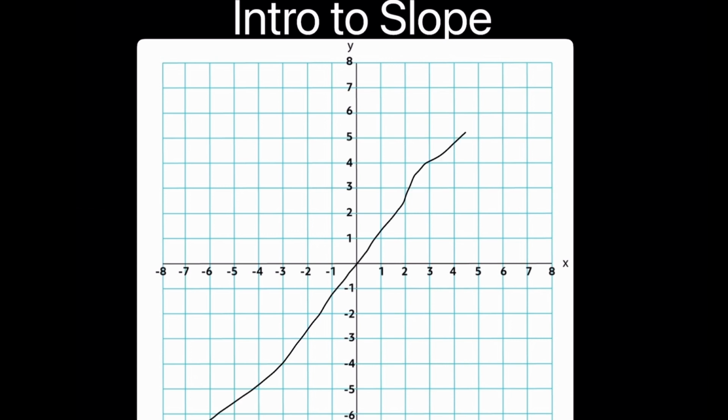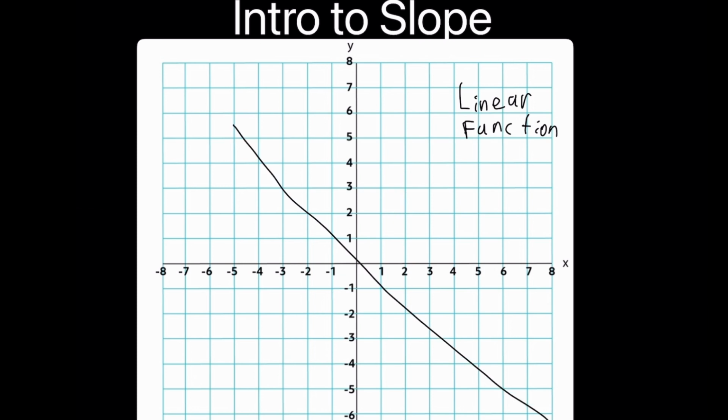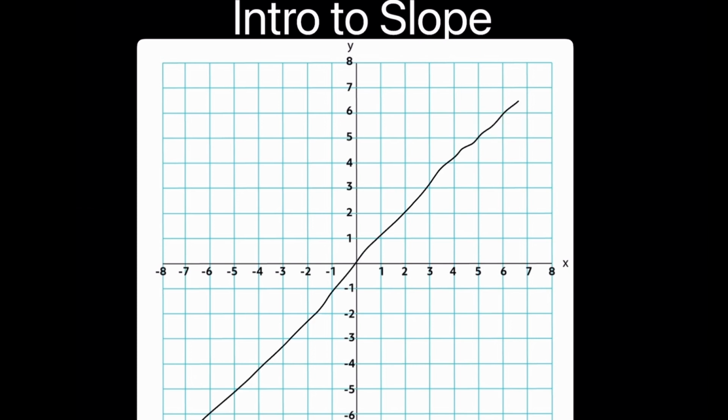Now, slope pertains to a simple type of function called a linear function. And what a linear function is, it's just a line. So what I've drawn here is a linear function. This is also a linear function. So linear functions are just lines. They're not anything fancy, even though the name is kind of fancy. And one thing about linear functions is that they have this certain property, which is kind of like steepness.